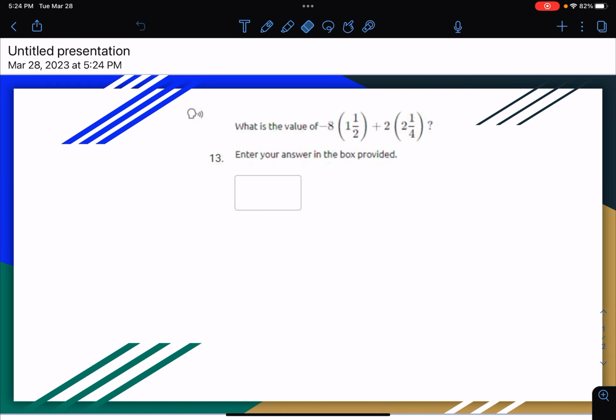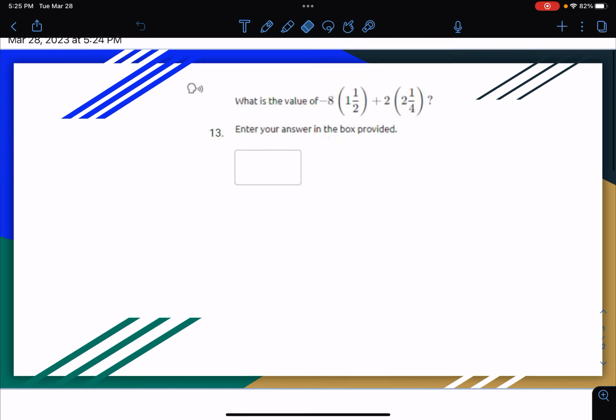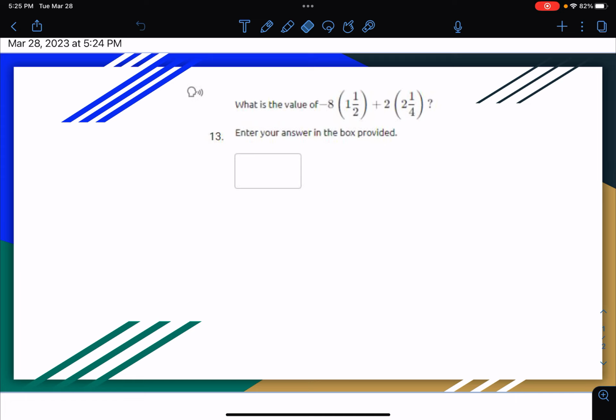Am I on your mock STAR yesterday? Some students have already asked about this question. This is a rational numbers question. Some of you may have thought something else, but it is rational numbers. So you have a -8 times a 1 and 1/2. Remember when you have a number next to another number that's in parentheses, that means to multiply. So you have a -8 times 1 and 1/2 plus 2 times 2 and 1/4.